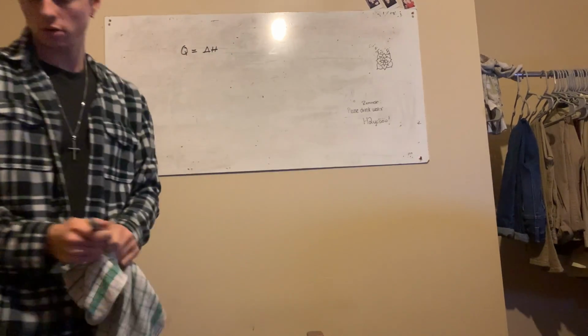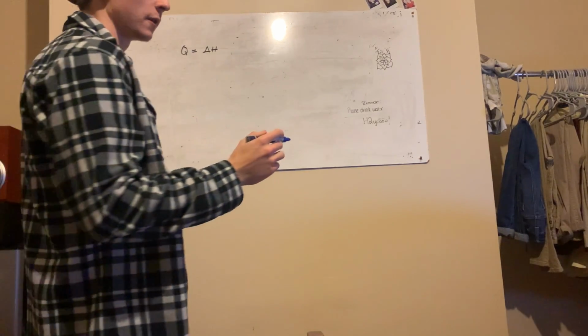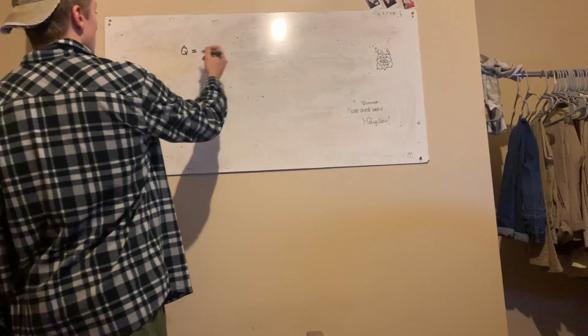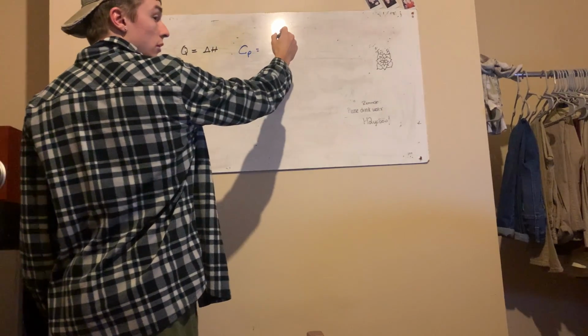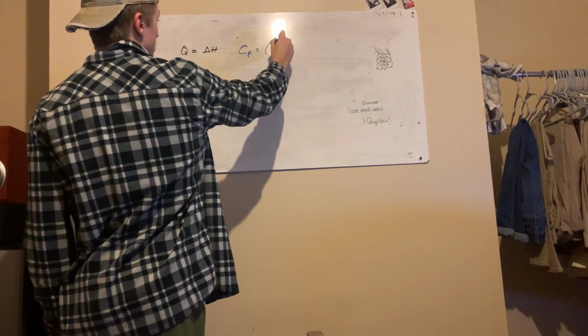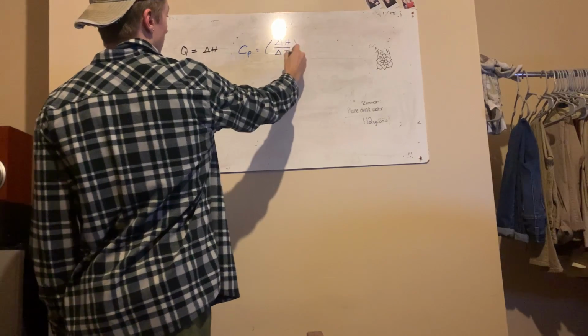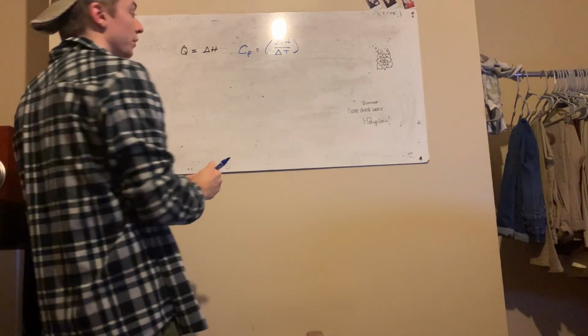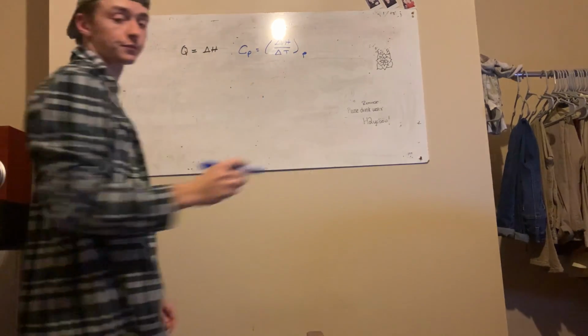From where we were, we can say that if under a constant pressure, the change in enthalpy of a system divided by the change in temperature of the system is equal to the heat capacity under a constant pressure.